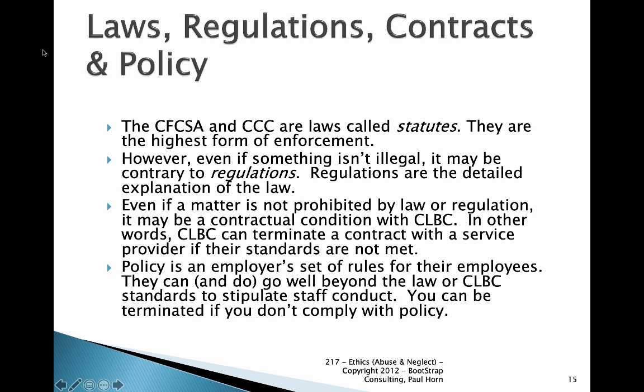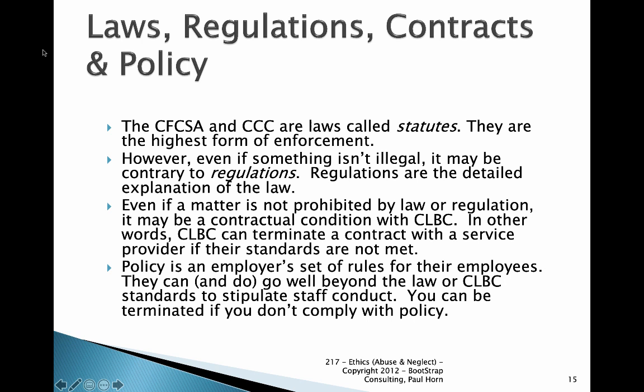Even if a matter is not prohibited by law or regulation, there may be another way that it is limited. And that is that when agencies have a contract with a funder, in this case, usually Community Living BC, or schools with the Ministry of Education, they essentially have a contract with those funders. And the contract doesn't just say, please teach children or please run a group home. It stipulates in very clear terms the conditions under which that's supposed to happen, sometimes referred to as deliverables and limits.